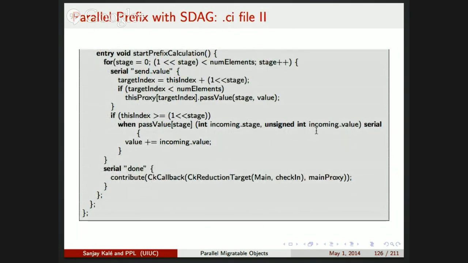Right, so this is a tag. When we look at performance in the projections views, it will tell us how much time was spent in each entry method. Now we can break it up, so if we use serial, we might want to see how much time was taken in this serial block of code, and that will show up in your projections reports.